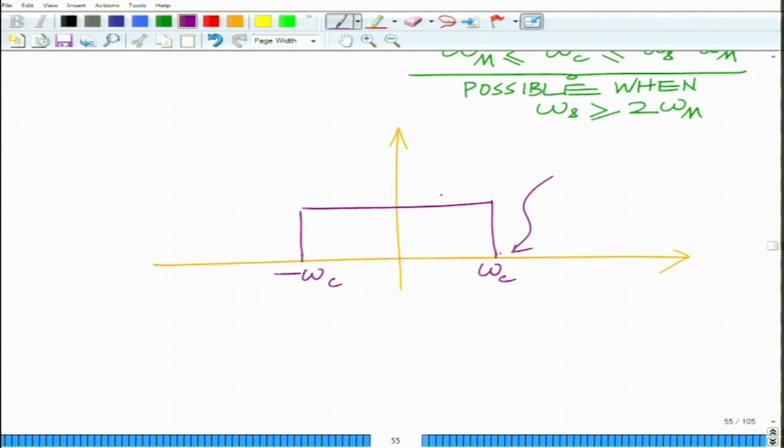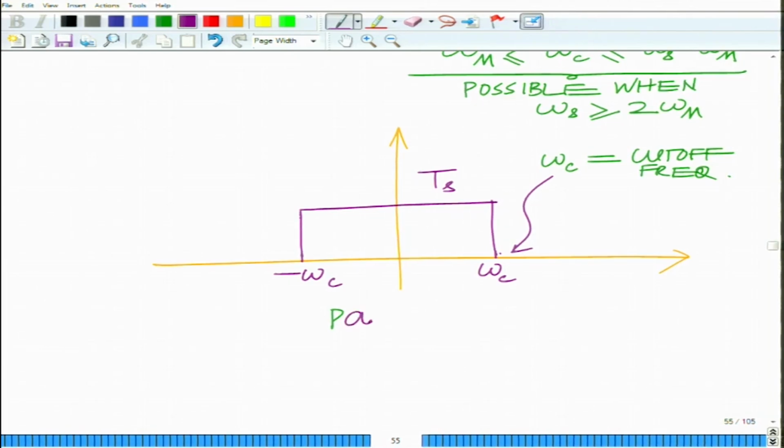Omega c minus omega c, gain equals 1, where omega c is your cutoff frequency. To invert, to scale it back by the original amount, we can always choose this to be Ts, so that we have 1 by Ts multiplied by Ts, which gives a scaling of 1. So, you get back the original spectrum.